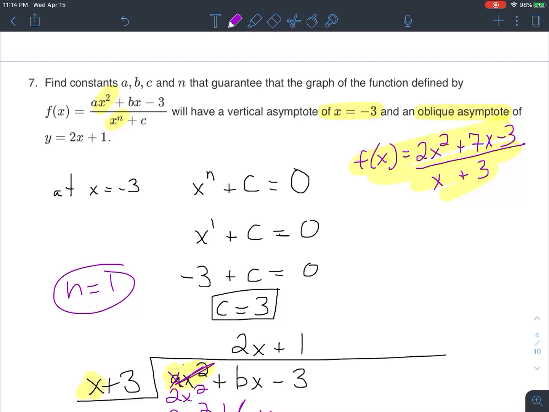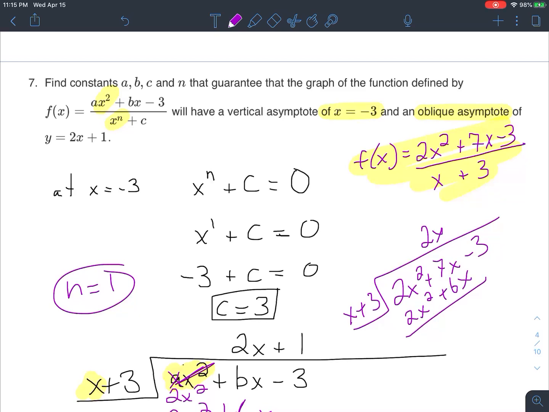I'm going to redo it right here. 2x squared plus 7x minus 3 divided by x plus 3 will give us our oblique asymptote. 2x squared divided by x is 2x. 2x squared plus 6x. You get 1x minus 3. And this is going to be plus 1. You get x plus 3. And this is going to be -6 remainder.